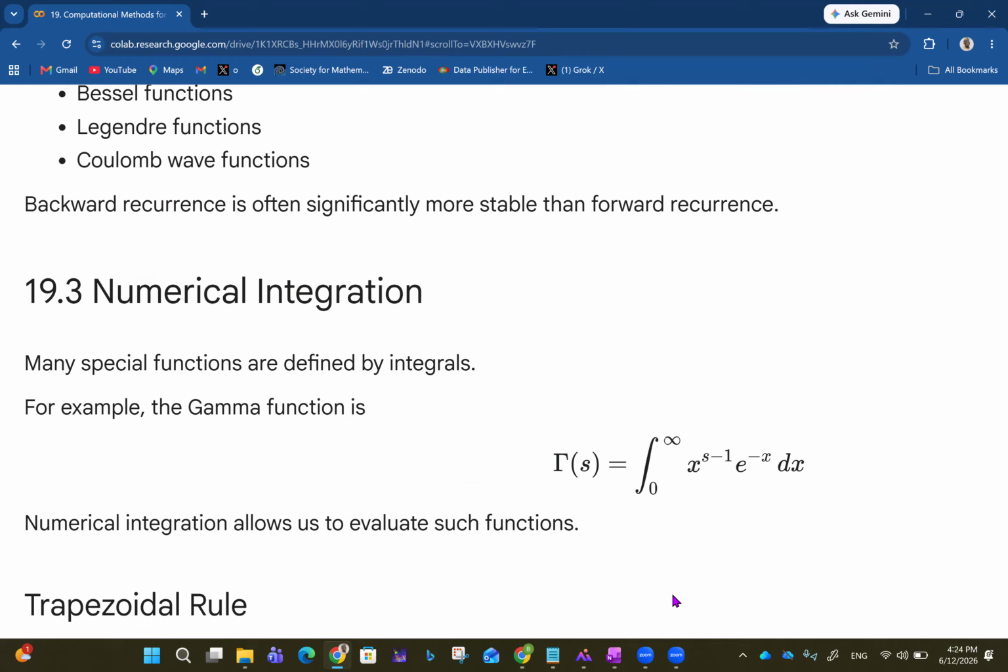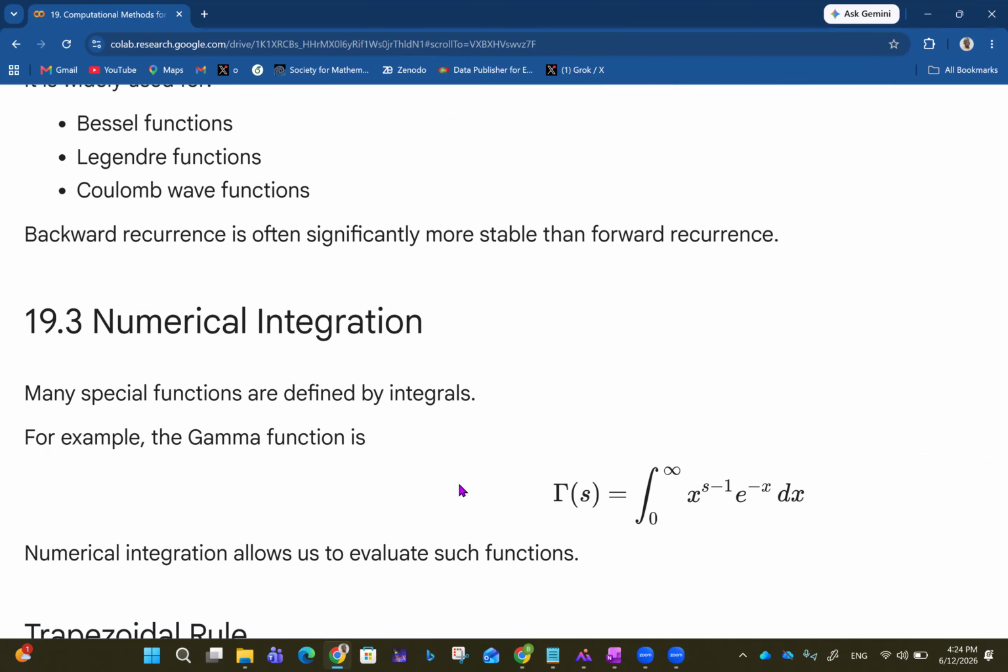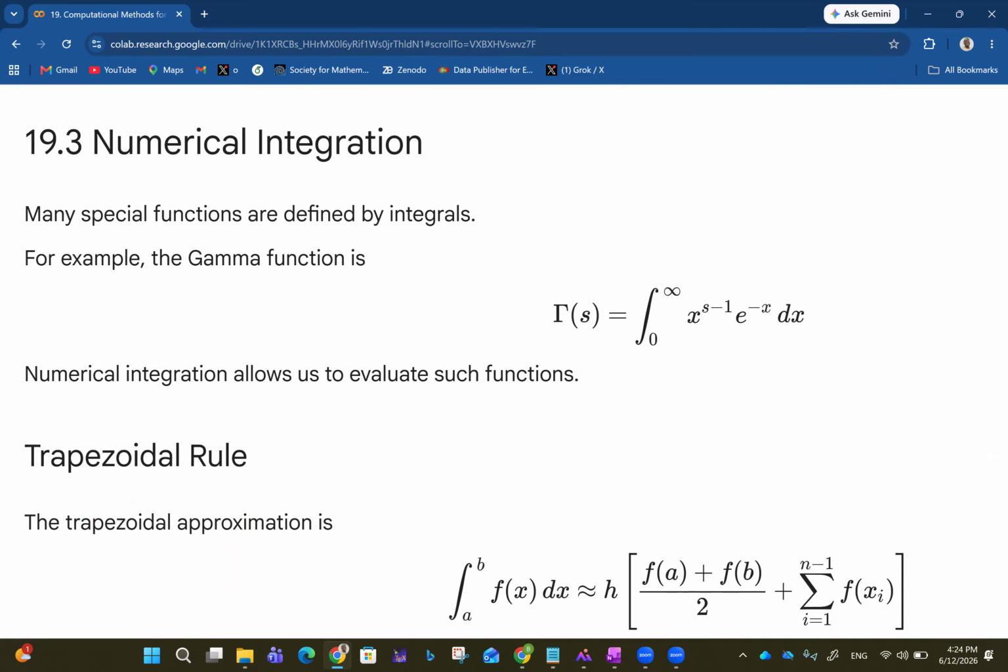Okay. Then you have numerical integration. Many special functions are defined by integrals. For example, the gamma function is gamma of s equals the integral from 0 to infinity of x raised to s minus 1, e raised to minus x, dx. Numerical integration allows us to evaluate such functions. Since we're not able to express them in closed form, like in terms of polynomials or some other transcendental functions, you can actually get a numerical approximation.